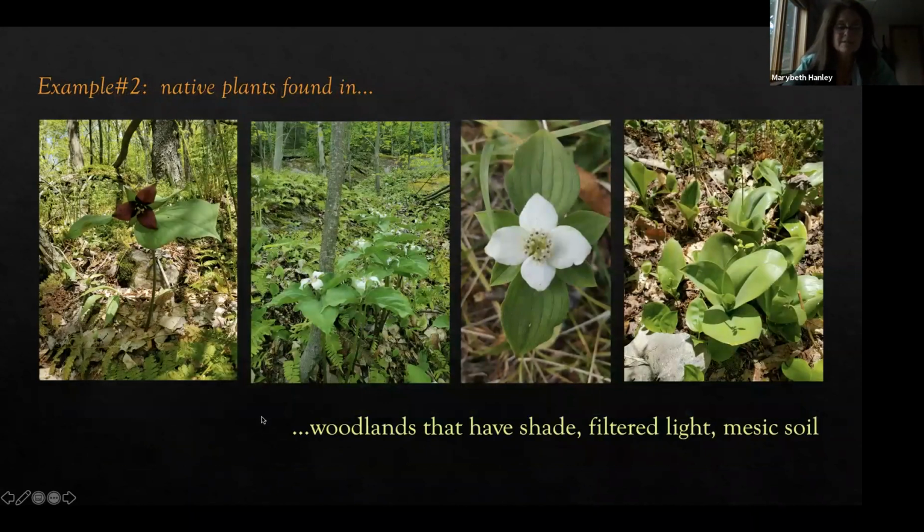These are some native plants that would commonly be found in woodlands, under shade with filtered light, kind of mesic soil. These are the trilliums. This is a Canada bunchberry, and this is a blue bead lily.